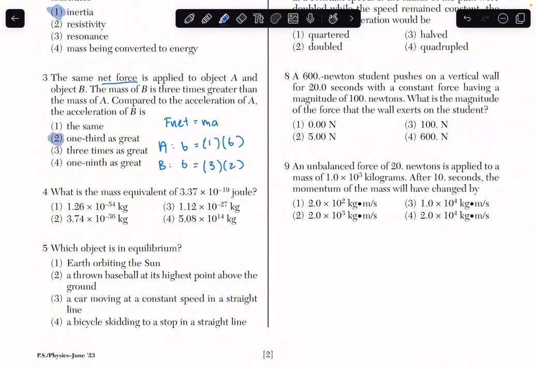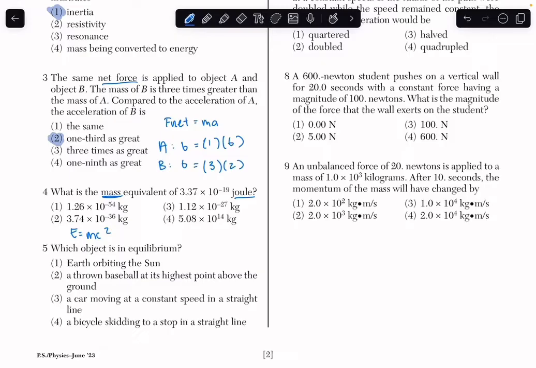Number 4, what is the mass equivalent of 3.37 times 10 to the negative 19th joule? So once we see joule, we're immediately going to think of energy. We could look through our reference table and look through all the energy equations, and since we're looking for mass here, we need something with mass and energy, and that will be E equals mc squared, right?